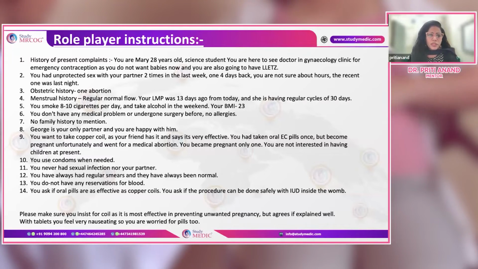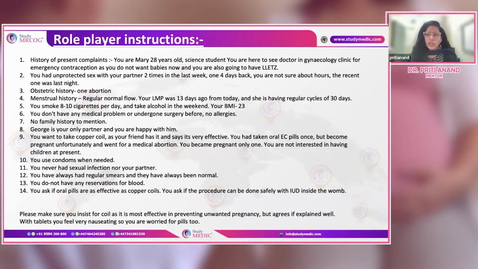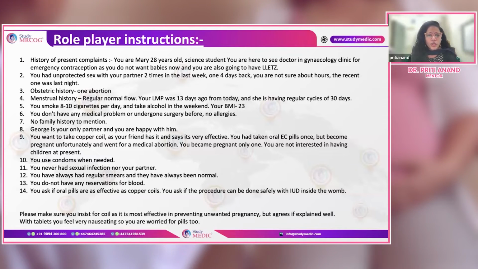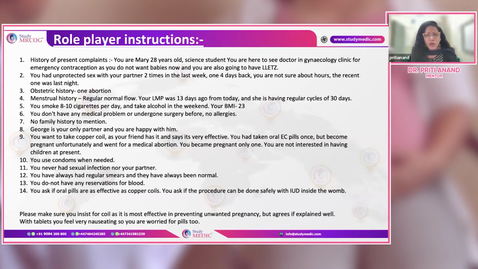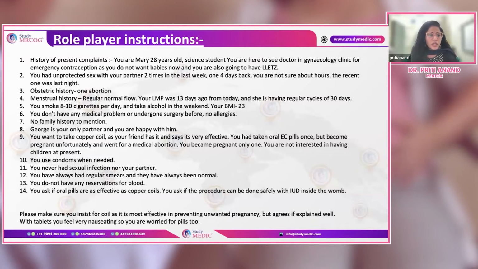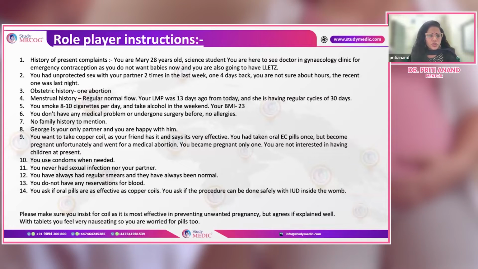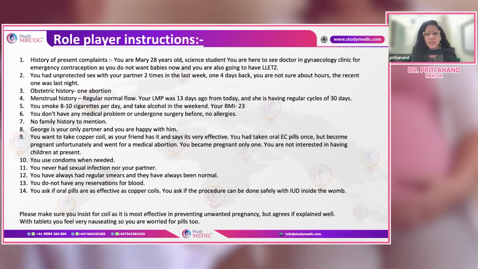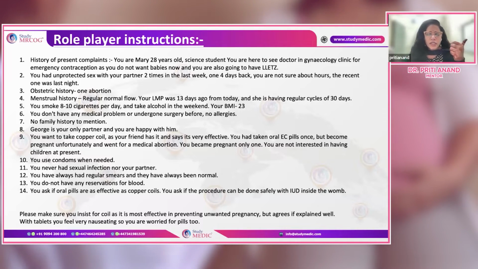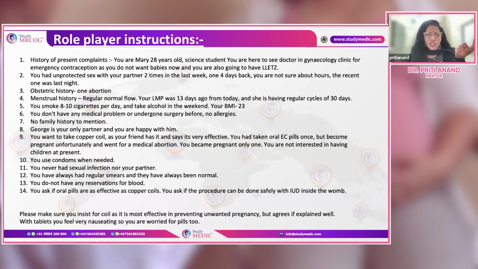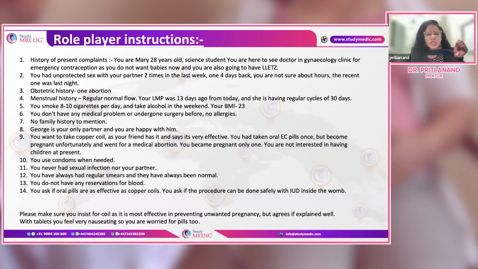Again, you ask if oral pills are as effective as the coil. You ask if the procedure can be done safely with an IUD inside the womb. Please make sure you insist on the coil, as it is more effective in preventing unwanted pregnancy, but she agrees if explained well. With tablets, she feels very nauseated, so she is worried about pills too. So there are various reasons. On pills, she became pregnant. She feels nauseated with the pills. So there are two reasons that she won't take the pills.